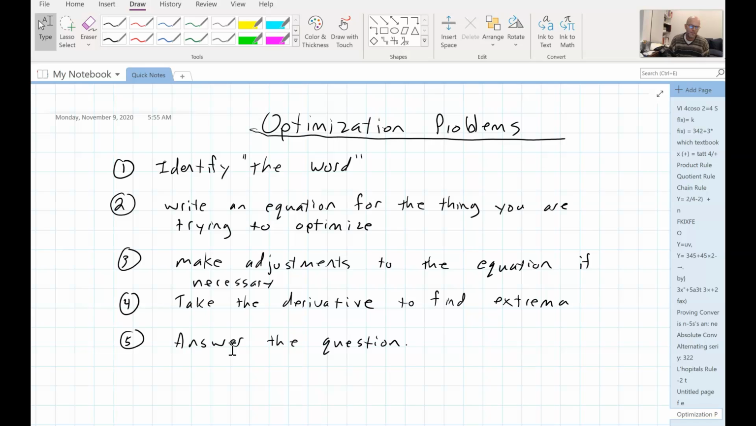So usually in an optimization problem, there's going to be a word that gives it away, and that's what step 1 says, identify the word in quotes. And there's going to be some word that means to make as big as possible or to make as small as possible. So if it says you're looking for the maximum or anything, that's a dead giveaway. But it could be, say, looking for the longest or the greatest length or the greatest distance or the highest profit or the lowest cost or any word that means the maximum of something or the minimum of something.